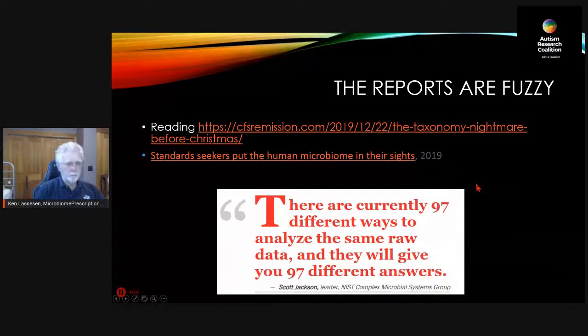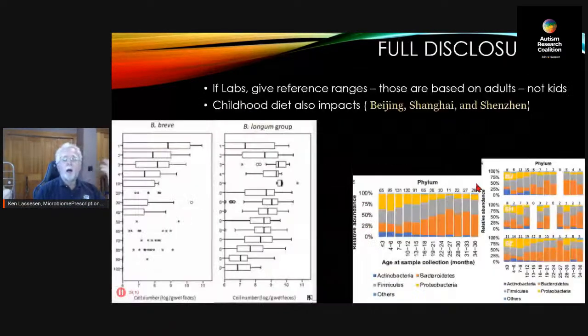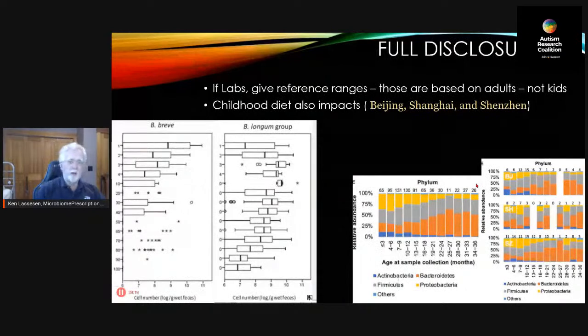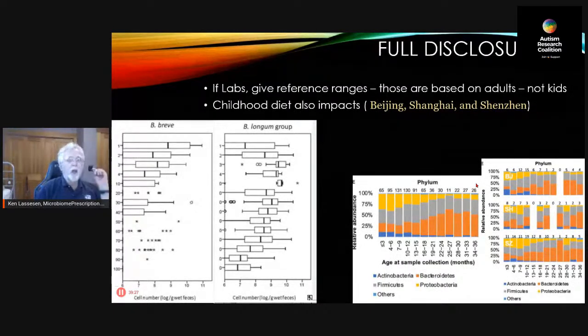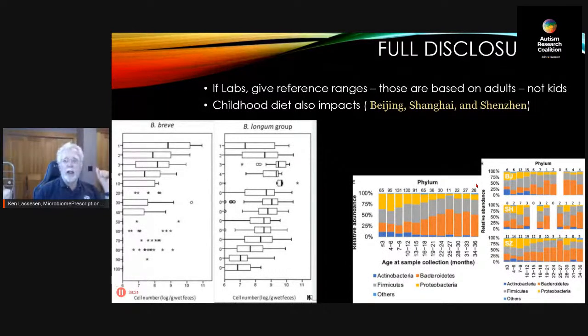So let's go on. When we look at the report, a couple of things to bear in mind. If they give you ranges of standards, take it with a big grain of salt. So much salt that you may become hypertensive from having too much salt. Generally, the ranges are based on adults, not kids. And that is a dilemma with looking at children with autism, because what is normal is even harder to discern.